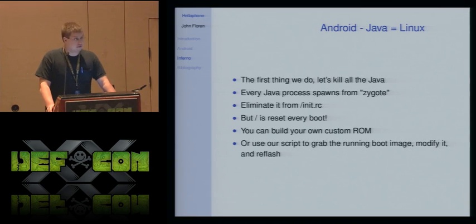The way to do that is you just take it out of /init.rc, but then you realize / is reset on every boot. They reflash it, they reload it from storage. The way to fix that is either you can build your own custom ROM, which has init.rc the way you want, or you can do what we did, which is write a script which grabs the currently running ROM, modifies it, and then reflashes it. It's very quick, very convenient.